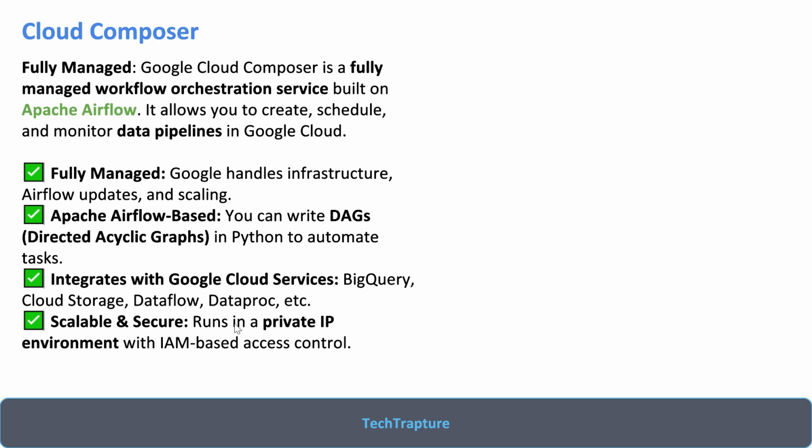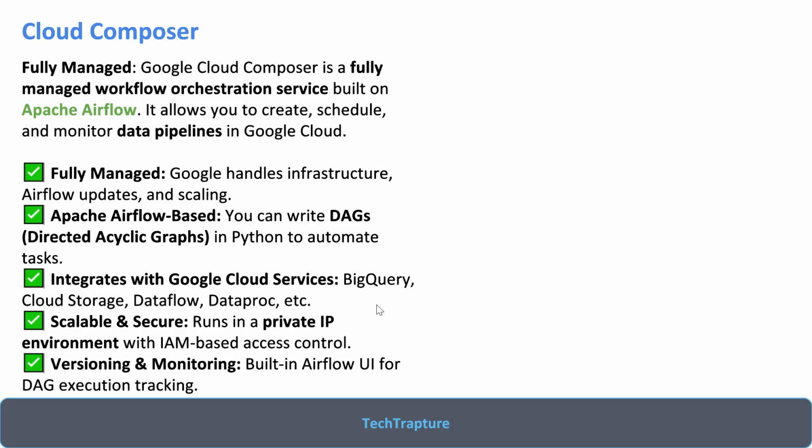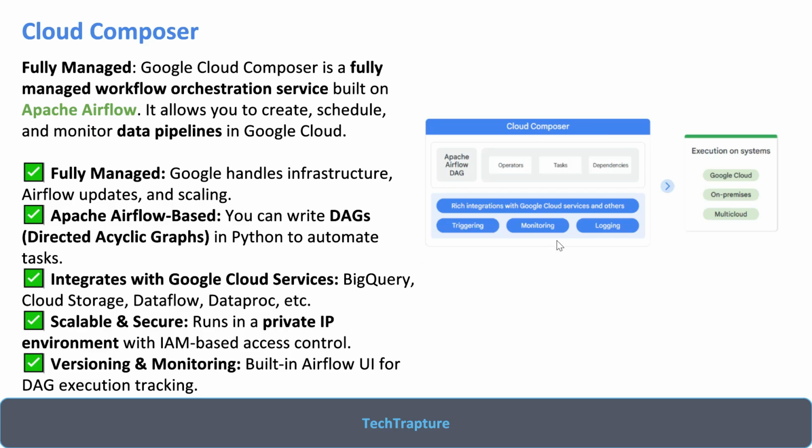It also has the option to run in a private IP environment, and you have IAM-based access control for your web servers and other services as well. There is also versioning and monitoring for Airflow while executing your DAG. This is the basic architecture, or functional diagram, for Cloud Composer. It has Apache Airflow DAGs. Your DAG consists of operators, tasks and dependencies, and everything is on the Google Cloud infrastructure, where you have multiple mechanisms for triggering the DAG and monitoring the DAGs, and there is detailed logging, which is in Google Cloud itself.